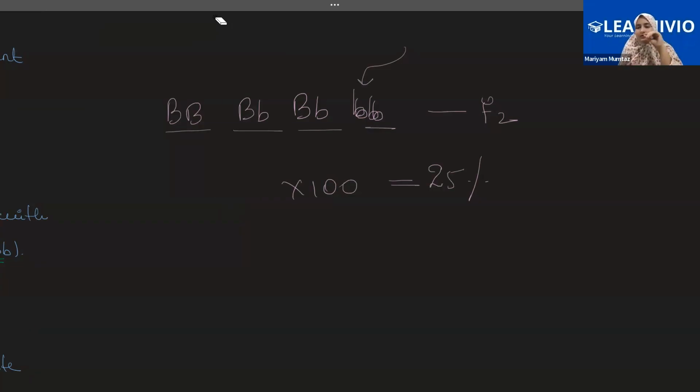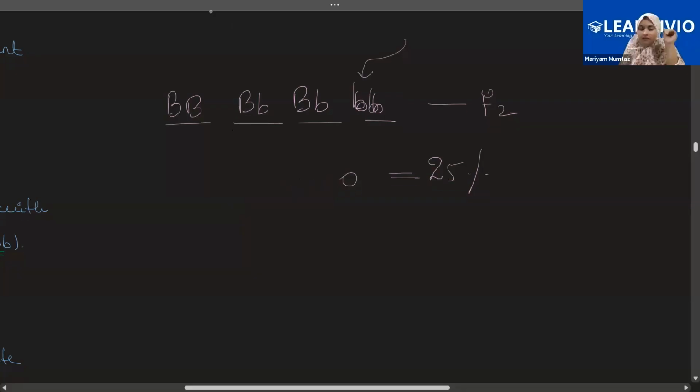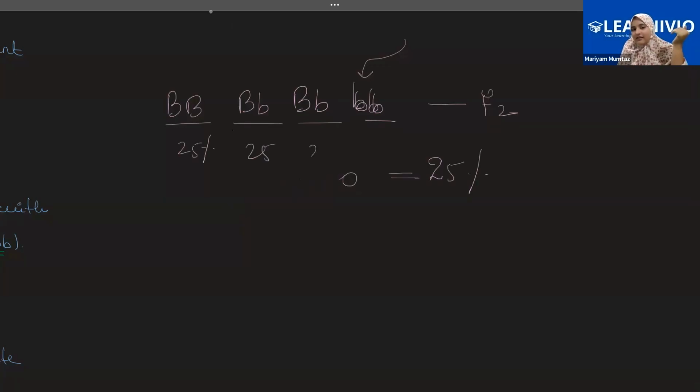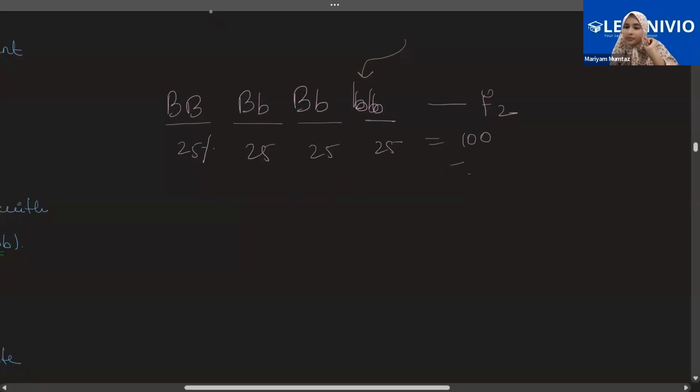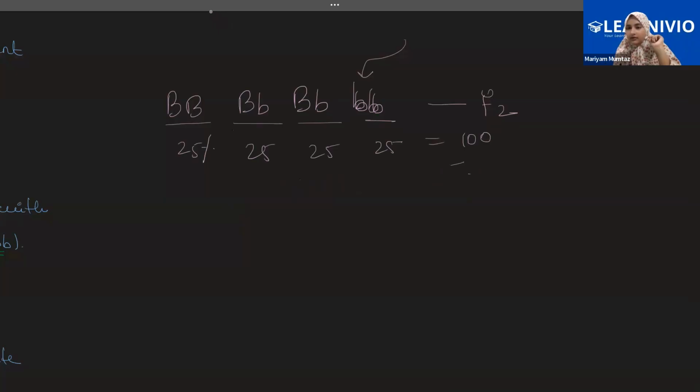And if you think about it, you can also do it one more way. Here you can divide 100 into 4 quadrants. So you have 25% this, 25, 25, 25. All in all, you get 100, right? Now this much is clear. Now tell me one more thing. If I ask you what is the percentage of heterozygous blue? Heterozygous blue.